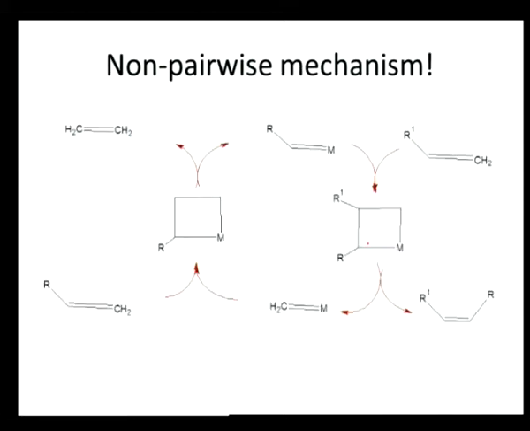This non-pairwise mechanism was suggested by Chauvin, and you will recollect that Chauvin got the Nobel Prize in 2005 for this very reason, for discovering the actual mechanism behind this famous metathesis reaction.